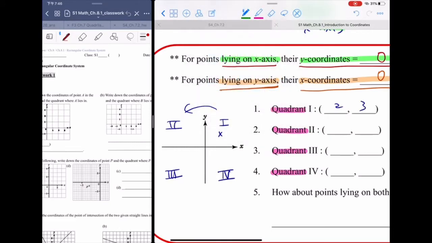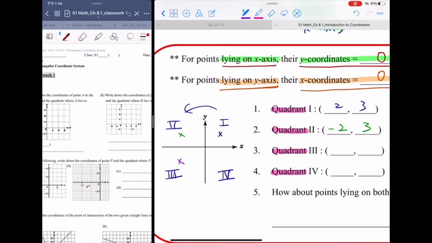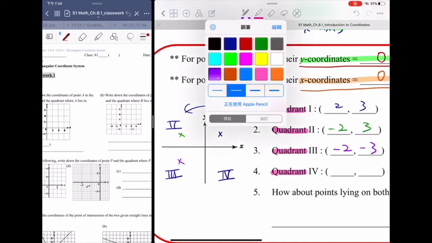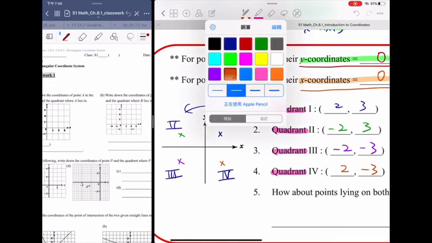Quadrant 2 will be negative x coordinates and positive y coordinates. And then quadrant 3, both of them will become negative. And then finally for quadrant 4, positive x and negative y coordinates.